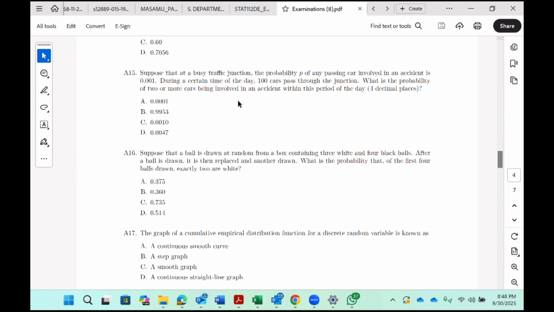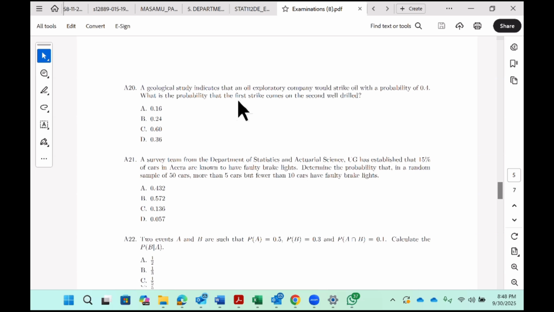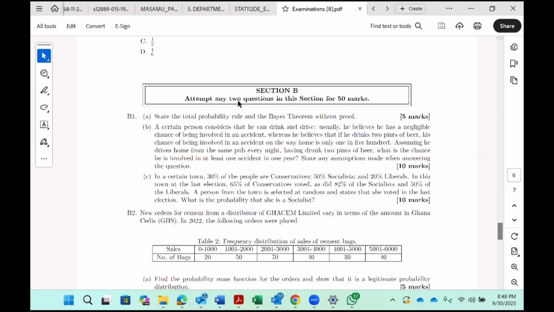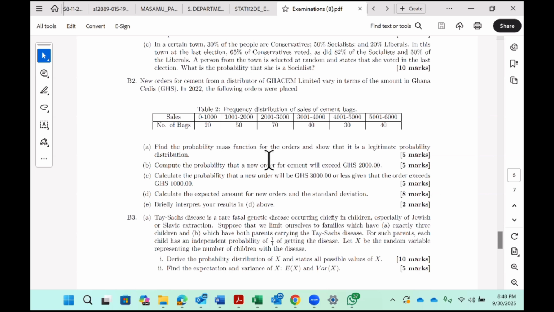What I want us to do is to explain some of the questions in section B so that we become more familiar with how to tackle them since we have not done that. Is that okay? Hello? Because time is going.